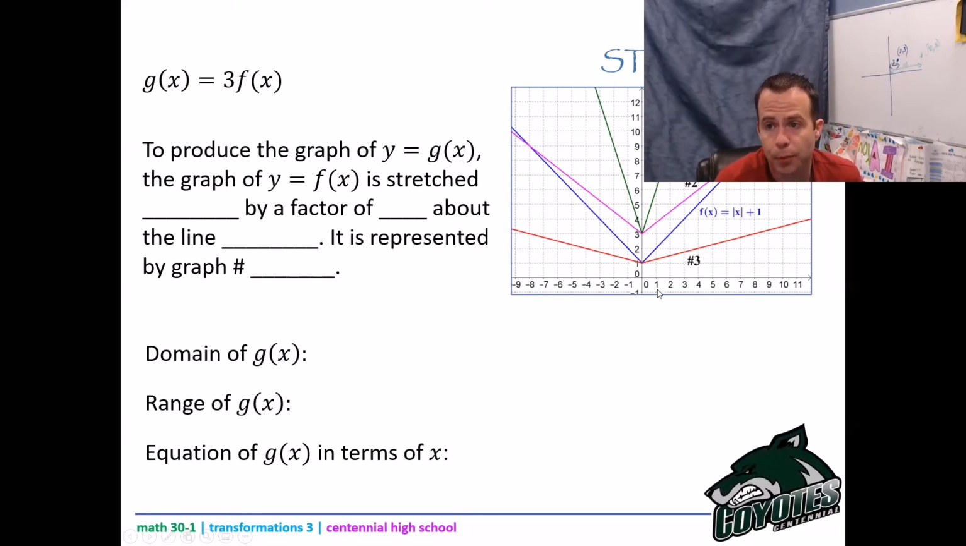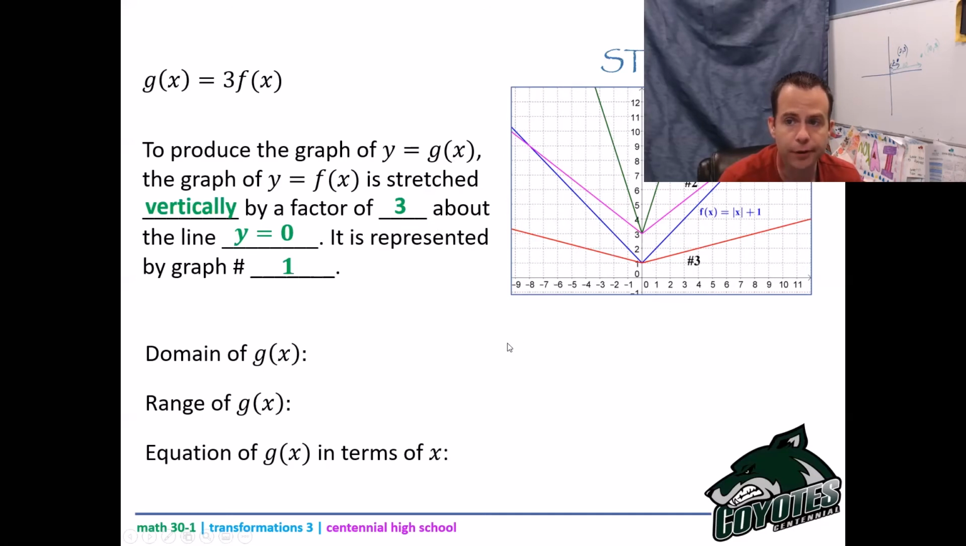Let's pick one more point. Let's go to 1, 2. You see that point there? The point 1, 2, if I'm multiplying my y values by 3, would become 1, 6. Well, who has the point 1, 6? That's the green graph, so this is going to be graph number 1. To produce the graph of y equals g of x, the graph of y equals f of x is stretched vertically by a factor of 3 about the line y equals 0, and it's represented by graph 1. Now, the domain of g of x will be a member of the reals.